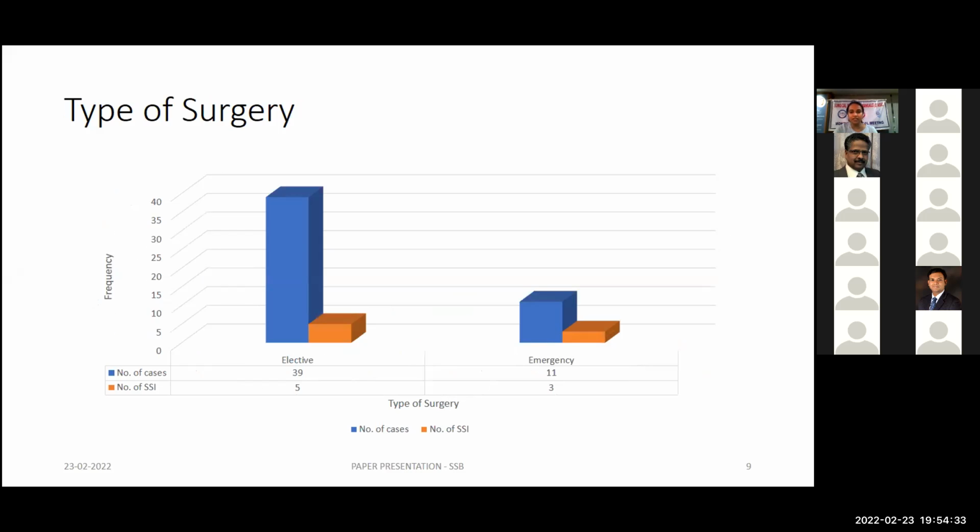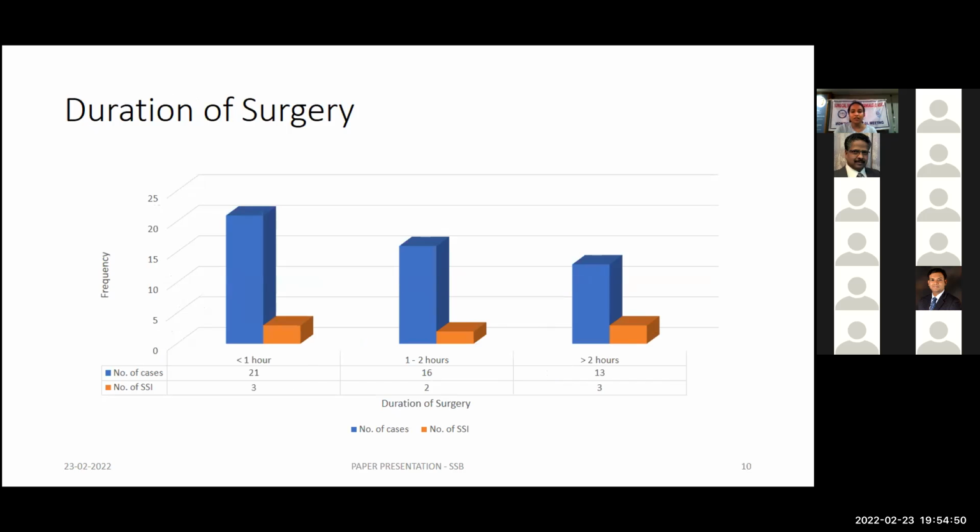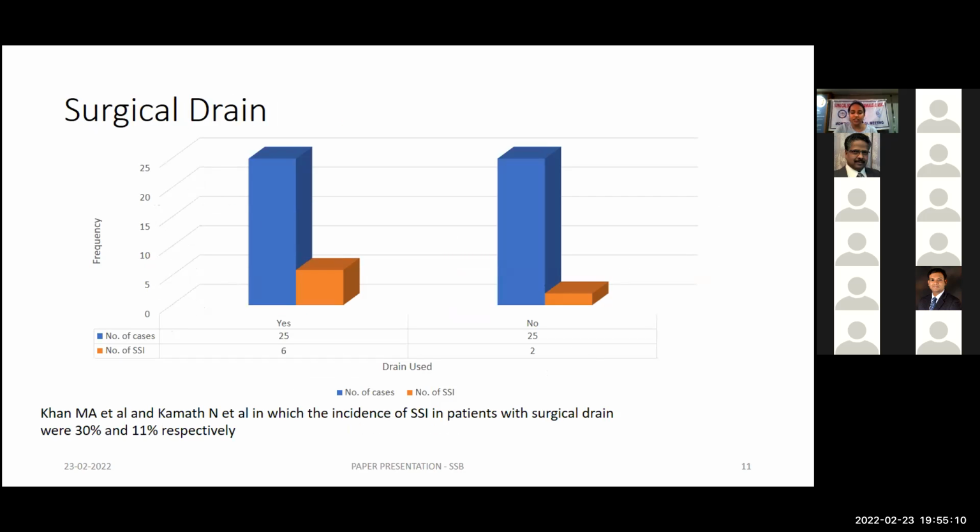The type of surgery here, surprisingly, we have more number of cases in the elective surgeries, that is up to 62.5%. I would like to highlight here that we have more number of elective admissions than emergency admissions, and hence the difference from other studies that are conducted. As the duration of the surgery increased, the incidence of surgical site infection also increased. In my study, whenever a surgery was prolonged for more than 2 hours, the incidence of surgical site infection also increased by 23%.